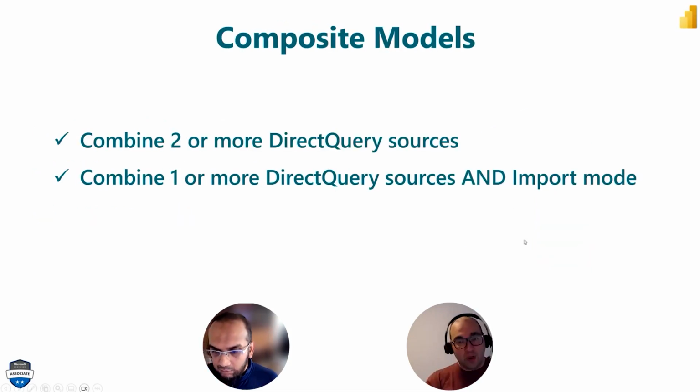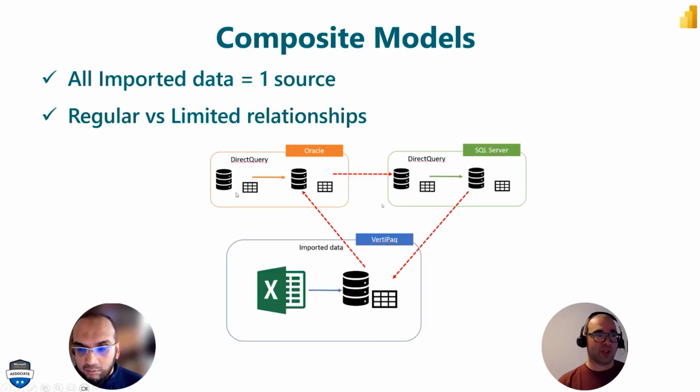Composite models, another topic that you will be tested on. So composite models assume that you're using two or more different direct query sources, or one or more direct query sources and import mode. So that's a composite model. All imported data, everything that you import into Power BI, is considered one data source. So even though I use, for example, a SQL Server table and an Excel file and a SharePoint list, once I import that into Power BI, that's just one single data source.